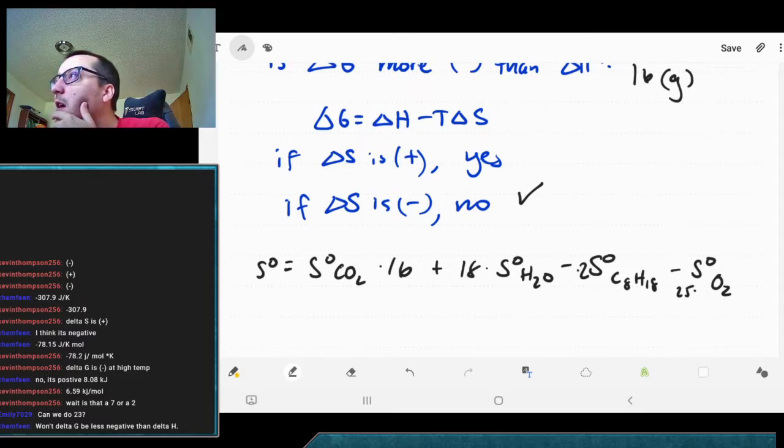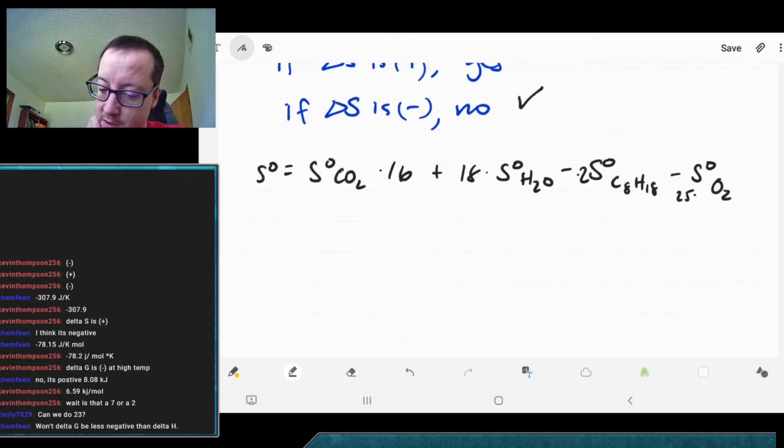Okay, so it looks like the standard entropy for octane, okay, here's octane. The standard entropy of the liquid looks to be about 360. So we're just looking this up, just calculating it for fun. So for the octane, it's about 360 or so. The rest of them should be on here though.